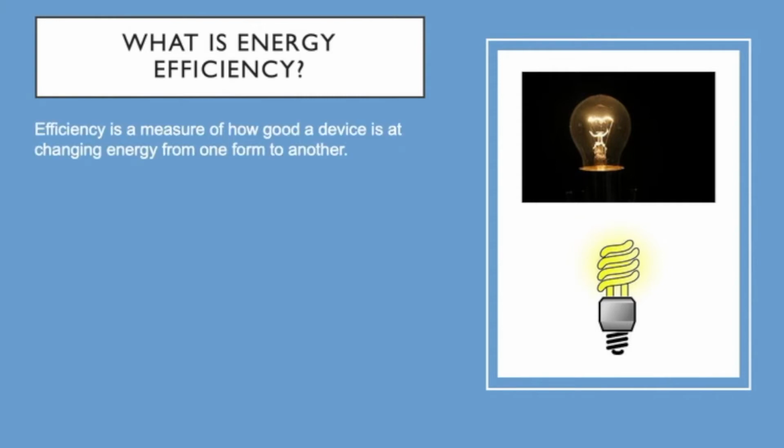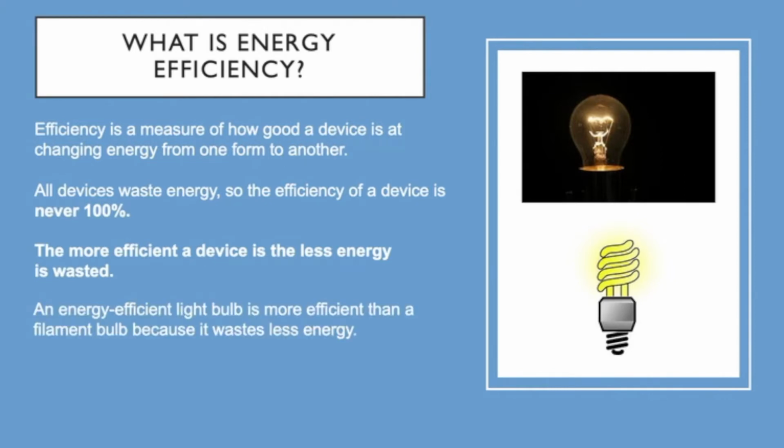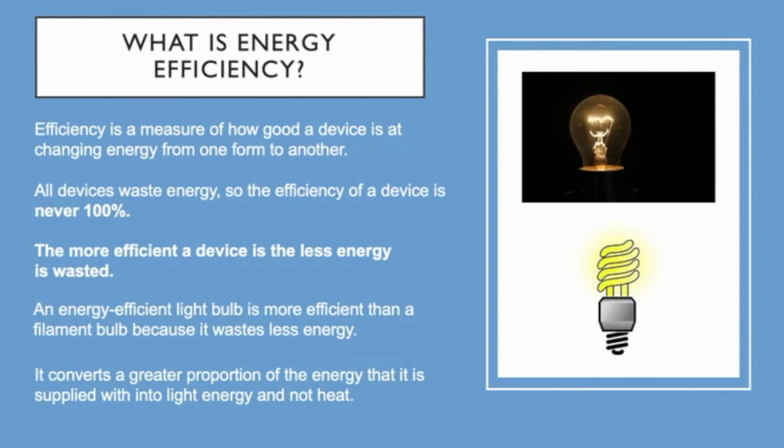Efficiency is a measure of how good a device is at changing energy from one form to another. All devices waste energy, so the efficiency of a device is never 100%. The more efficient a device is, the less energy is wasted. An energy efficient light bulb is more efficient than a filament bulb because it wastes less energy. It converts a greater proportion of the energy that it is supplied with into light energy and not heat.